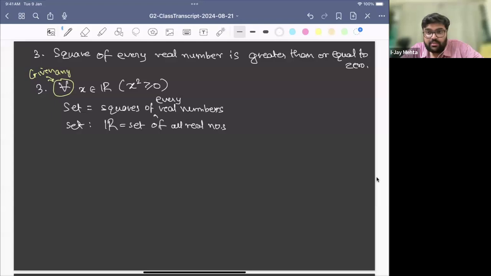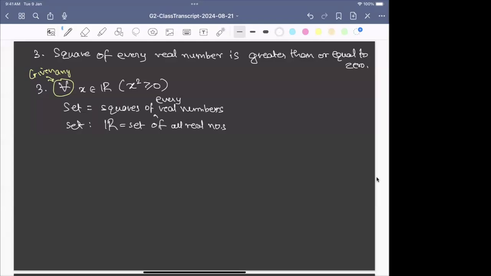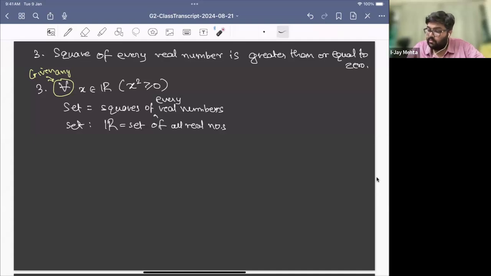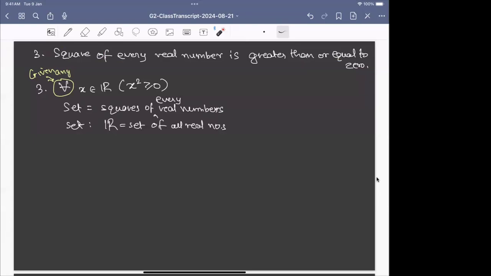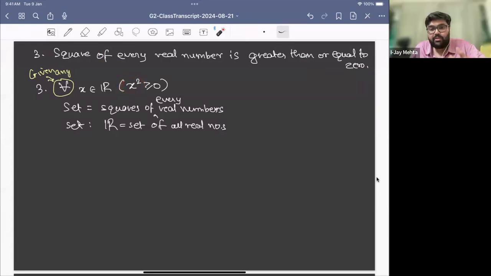How can we write it? Given any x belonging to all real numbers, x is greater than or equal to 0. No, we are not talking about x. We are talking about the square. We are saying the square is greater than or equal to 0. We are not saying x. Is it clear? So x square is what we are talking about. x can be anything. x can be negative, -2 also. The square is 4, greater than 0. If x is 0, the square is 0.